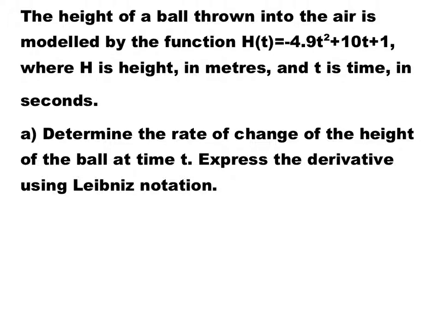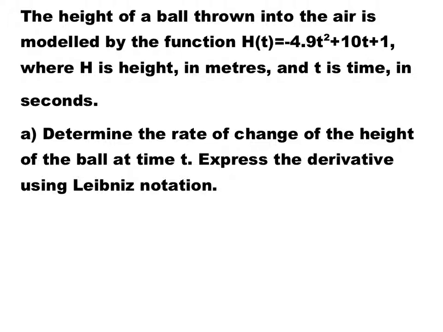In the next example, we have a ball which is thrown in the air, and the function h of t represents the height of the ball at any moment. The height is in meters and the time is in seconds. We are supposed to find the rate of change of height of the ball at the time, and we have to use the new notation, Leibniz notation. So again, to find the rate of change, we have to find the derivative of h of t.